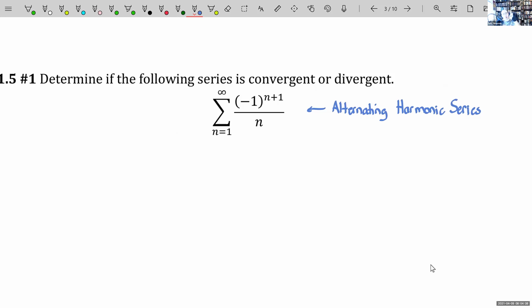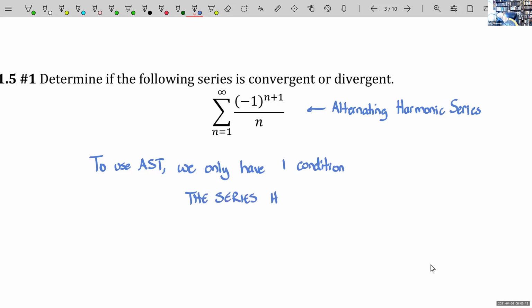To use the alternating series test, there's only one condition. The only condition that we need to be true to start using the alternating series test is that the series has the form summation of -1 to the nth times b sub n, where b sub n is greater than or equal to 0. That is the only condition.